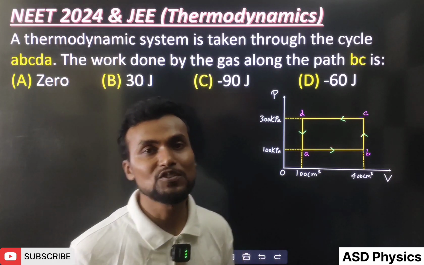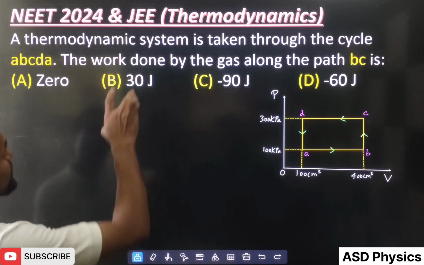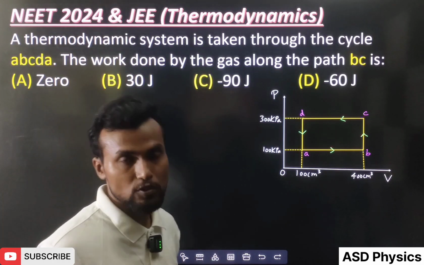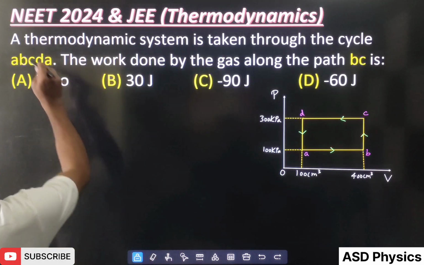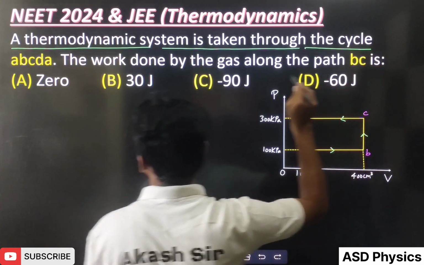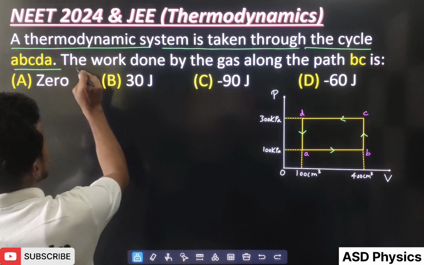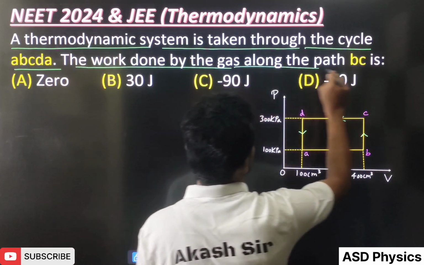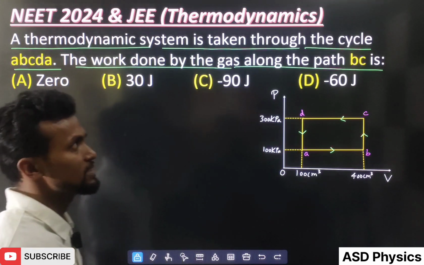So students, in this video we are going to solve a question from the chapter thermodynamics. Okay, so let's go through the question. A thermodynamic system is taken through the cycle abcda. The work done by the gas along the path BC is how much here?